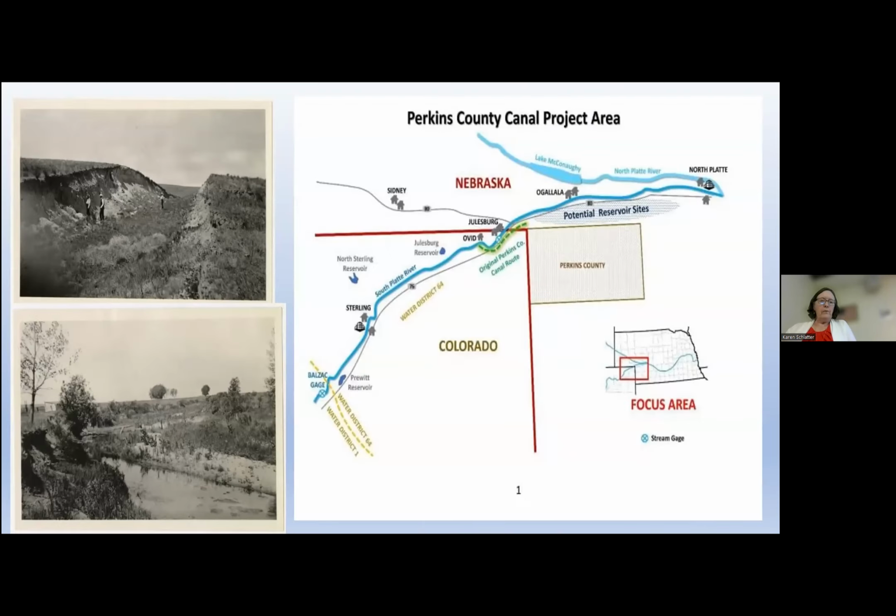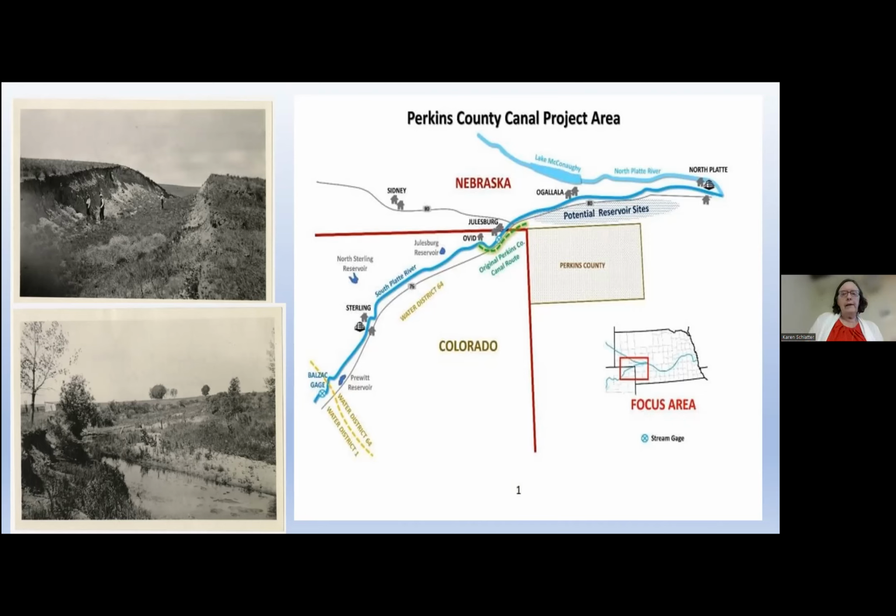Now, Joel can tell you a little bit about this. But these are pictures from 1918 of the Perkins County Canal. And the lower picture is where the diversion would be made in Colorado. Oh, and by the way, the compact also says that Nebraska could come in and condemn land to make this happen. So at the time, they were moving along on the Perkins County Canal project, and then it just kind of petered out for whatever reason. Well, now Nebraska has picked it back up.